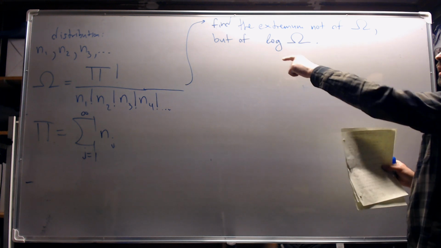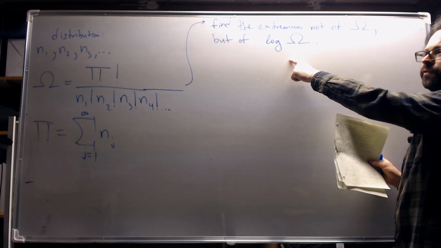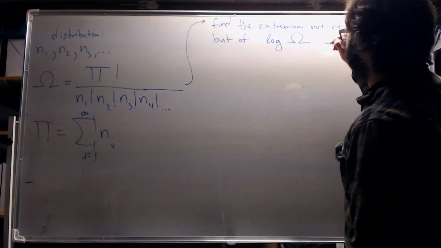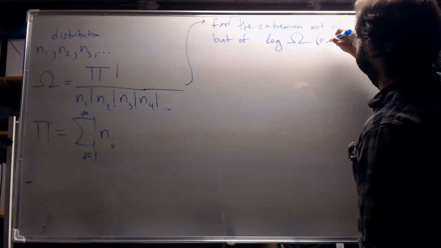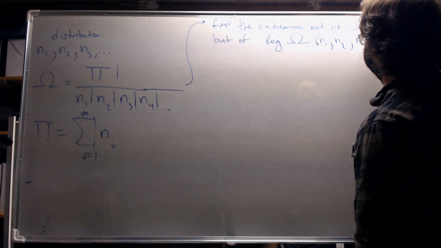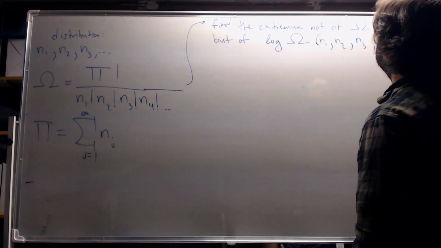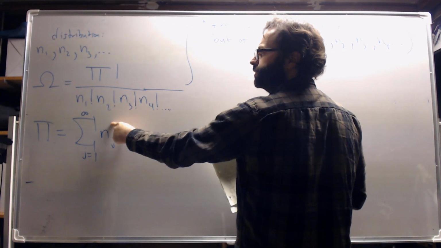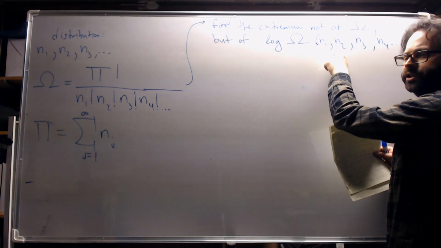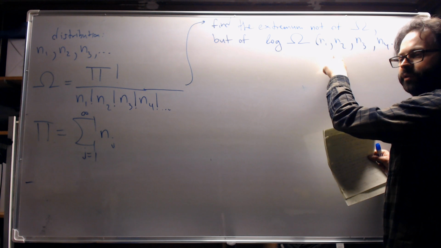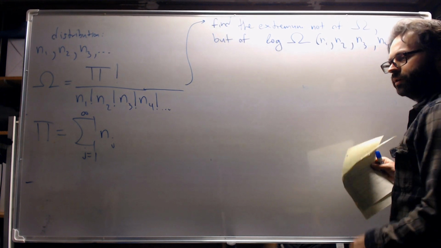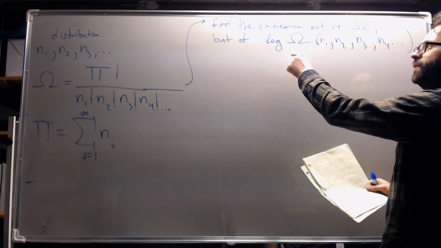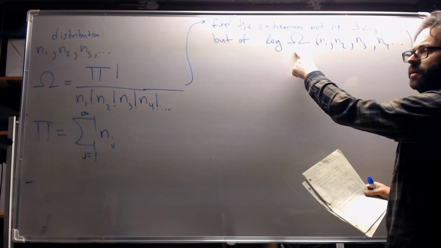Number two, the logarithm of a function is a much more slowly varying function than omega itself. So the logarithm of omega, which depends on n1, n2, n3, n4, and so on, omega itself is a very, very sharply peaked function as a function of these variables. The logarithm of omega is a much less sharply peaked function. The logarithm of omega kind of tends to spread out a function that used to be very highly peaked. And so it is more convenient to maximize log omega from that perspective.